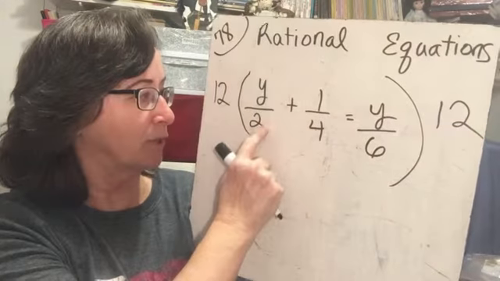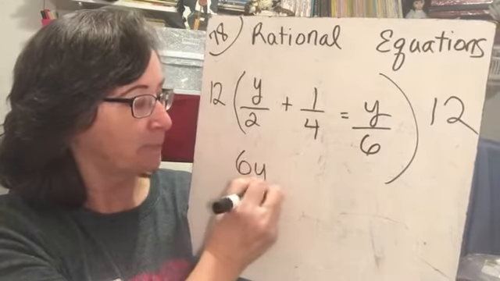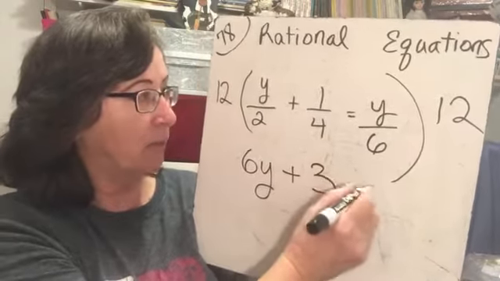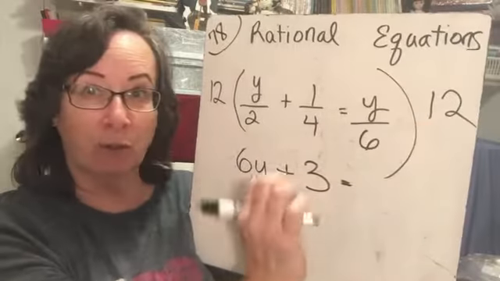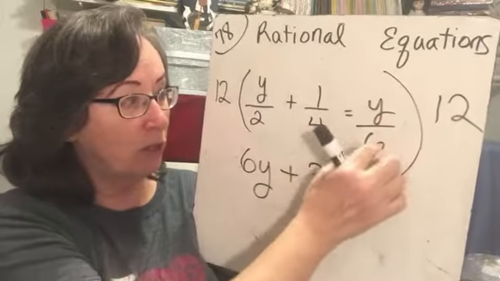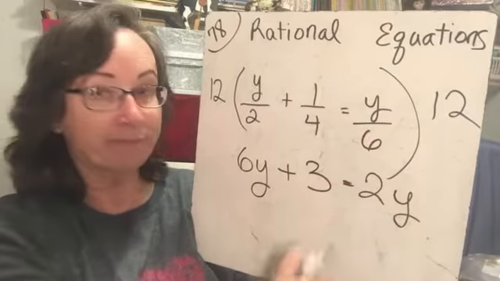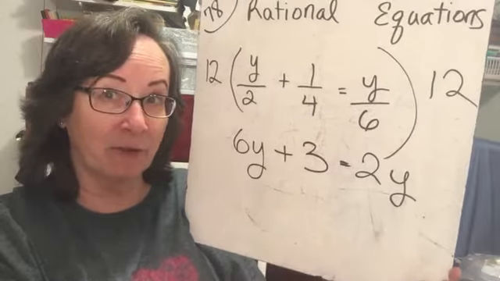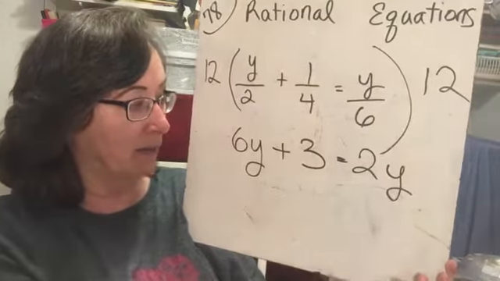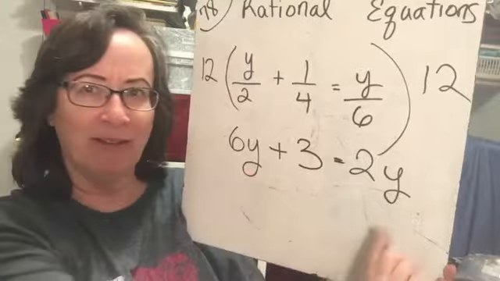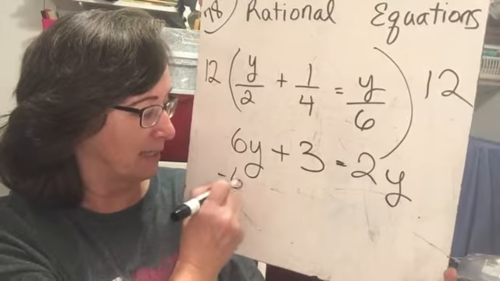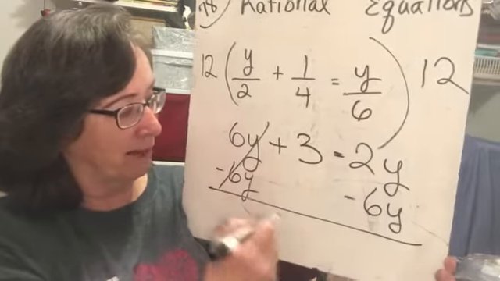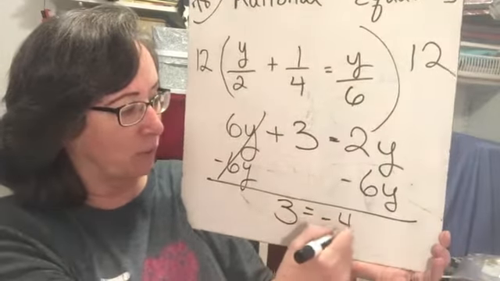12 times y over 2 is just 6y, plus 12 times 1/4 is 3, equals y over 6 times 12, which is 2y. Much easier to look at, isn't it? So now, since I'm solving for y, I have y here and y here. I'm going to go ahead and get all of my y's over here. So I'm going to minus 6y, which is going to give me 3 equals negative 4y.